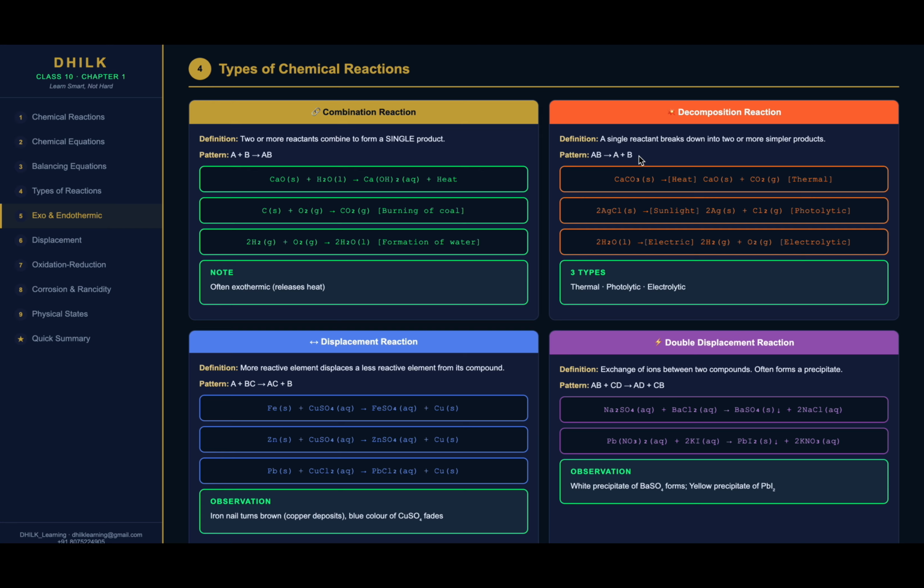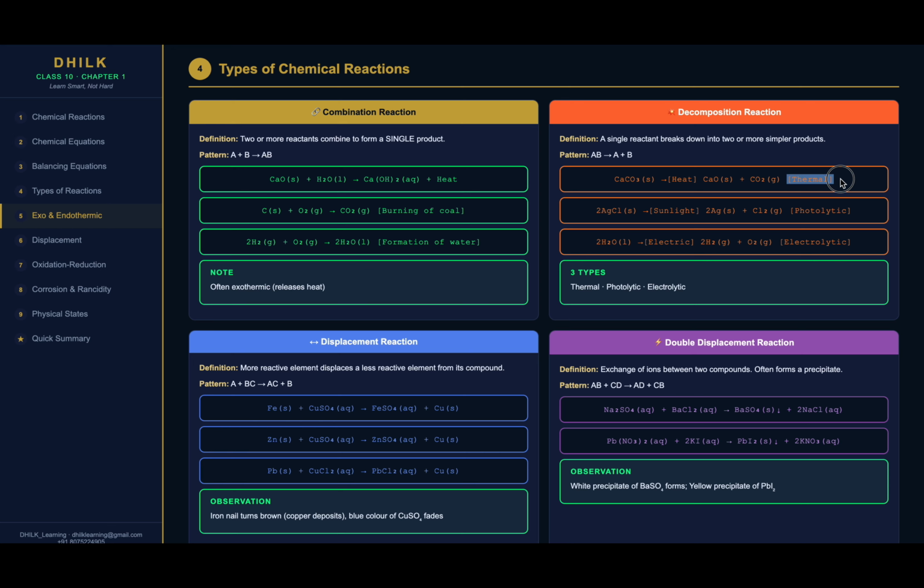Now, for decomposition reactions to happen, they need some form of energy. For example, if they want to break AB, they need some energy to break that bond in order to form the corresponding simpler products. So based on the energy used for the decomposition reaction, there are different types. We can see three different types of decomposition reaction: thermal decomposition reaction, photolytic decomposition reaction, then electrolytic decomposition reaction. So what is the difference between these three reactions?